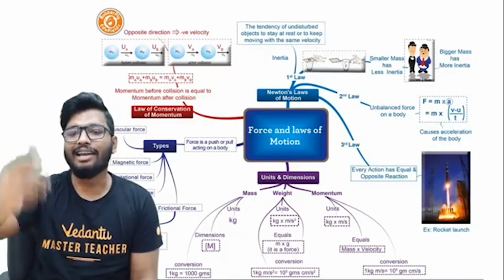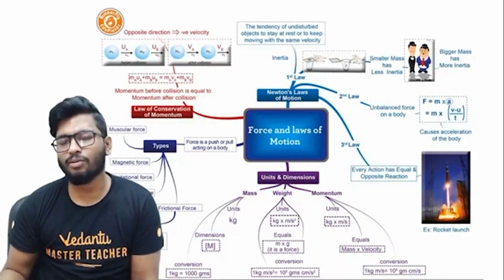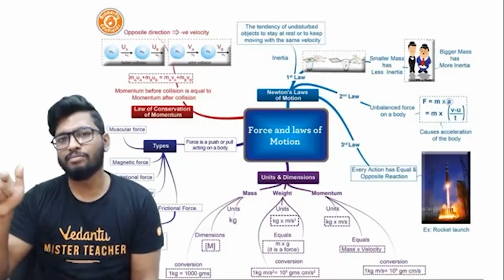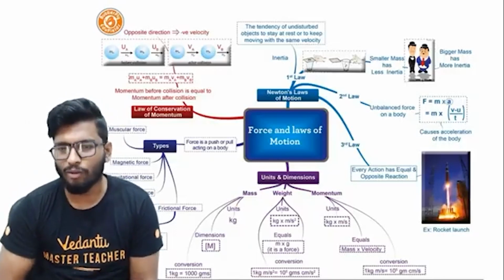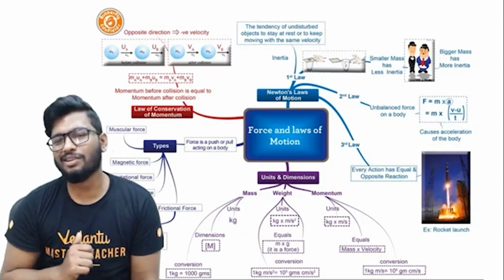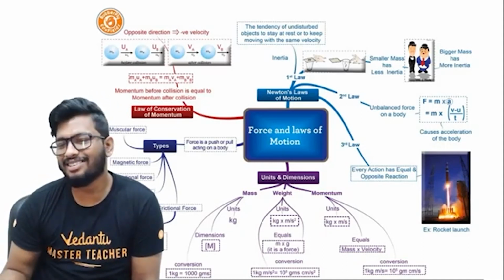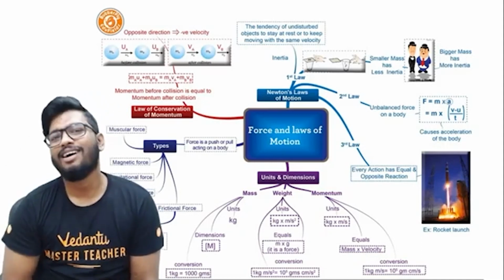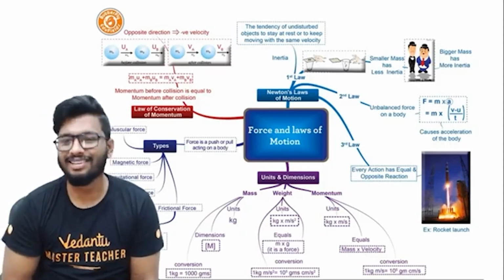second square. And if you talk about the conversion, 1 kg meter per second square is equal to 10 to the power of 5 grams centimeter per second square. Why is that so? Because 1 kg is equal to 1000 grams and 1 meter is equal to 100 centimeters. So you get 10 to the power 5 grams centimeter per second square.